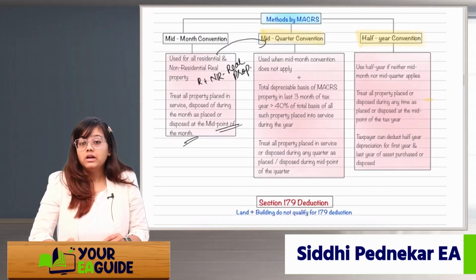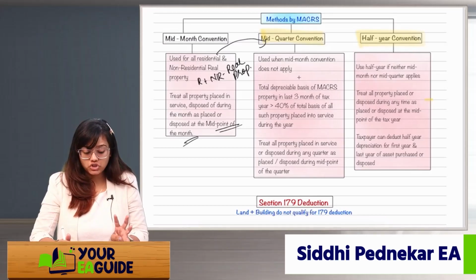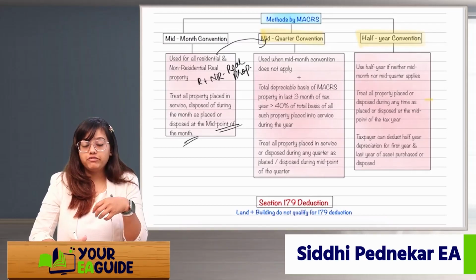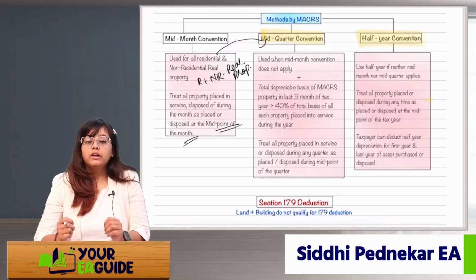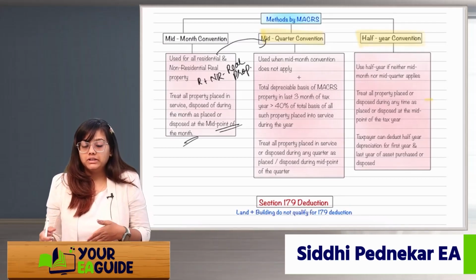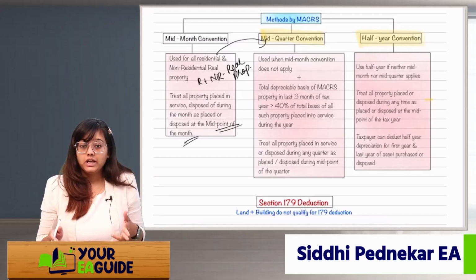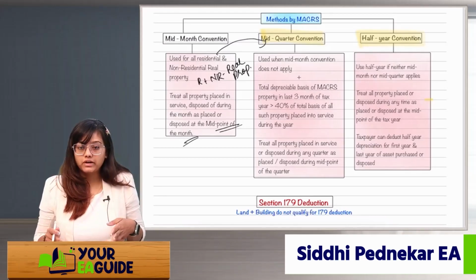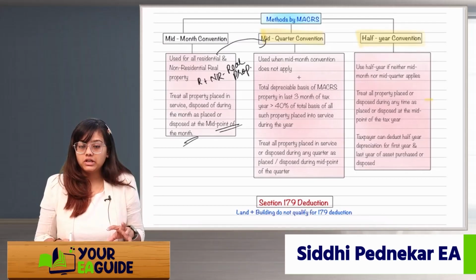If the total depreciable basis of property placed in service in the last 3 months of the tax year is more than 40% of the total basis of such property, right? For example, if you have purchased the asset in the month of July, you will just see the last 3 months, October, November, December. In these 3 months, take the depreciation total. If that depreciation is more than 40% of the total basis of each property placed in service during the year. For example, during the year I have placed 5 properties in service.